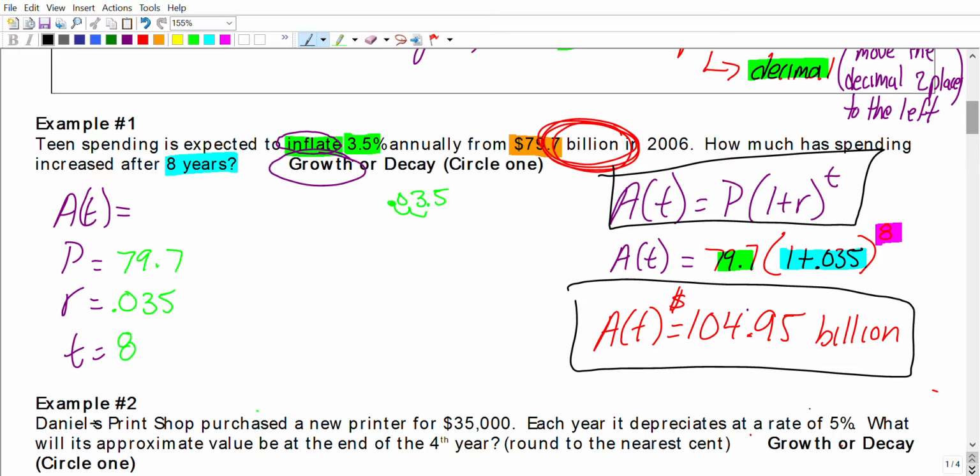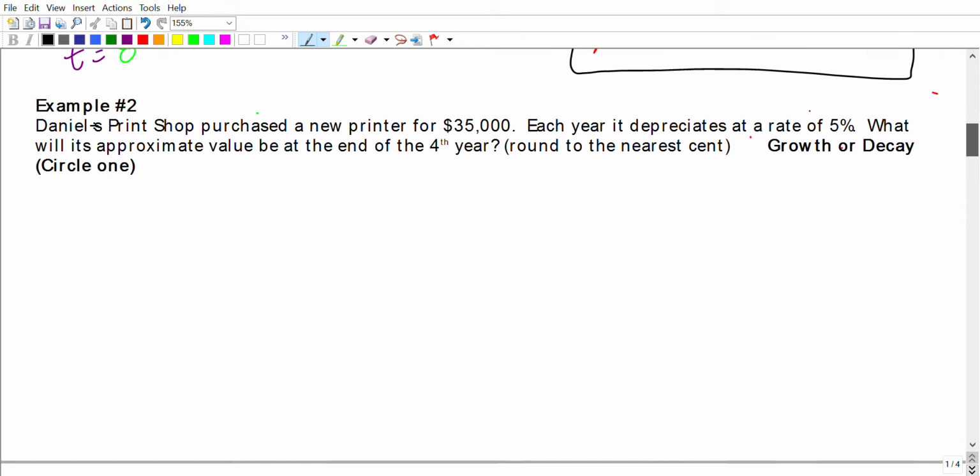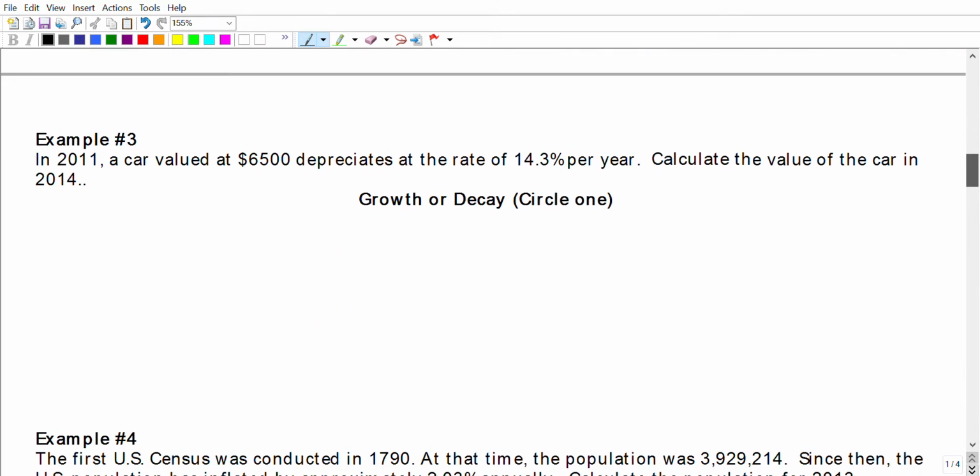So what I'm going to do is actually go ahead and do number, let's see, I'm actually going to skip number 2. I want you guys to try that one on your own. Let's go ahead and try number 3. Let's go ahead and scroll down.